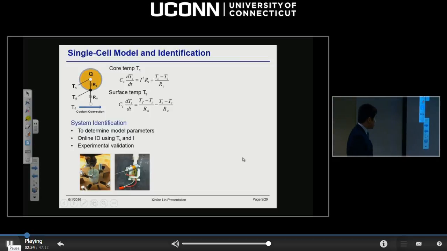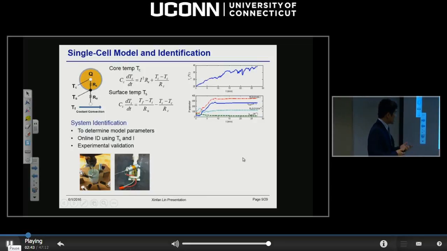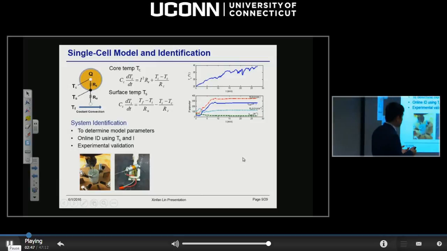And so with this test setup, I then conducted the experiment by using the current profile from an actual drive cycle. And this is the result showing here. This is the measured surface temperature TS. I use this surface temperature along with the current input to parameterize the model. This plot here shows the convergence of the four parameters. And then I use this model to estimate the core temperature.